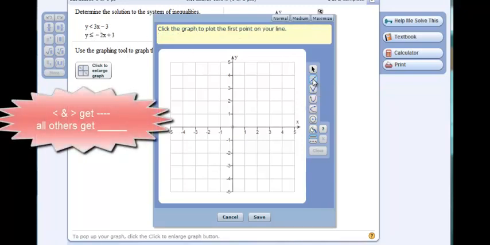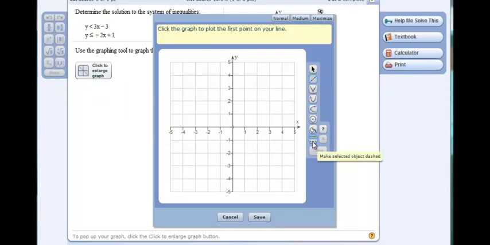So I'm going to click my line tool, and then I'm going to make sure it's marked dashed. The -3 tells me my y-intercept is down at -3, so I'm going to go down there and put that as my first point. And then the slope for that top equation is +3, so I have to go up 3, 1, 2, 3, and to the right 1, and then I'm going to plot that point. So right there is the graph of my first line.